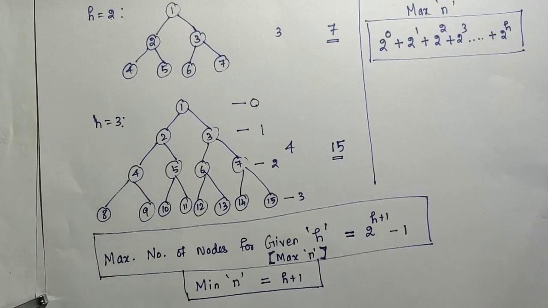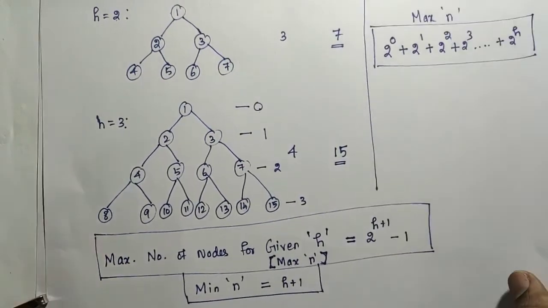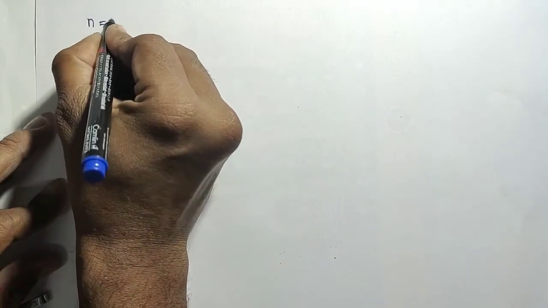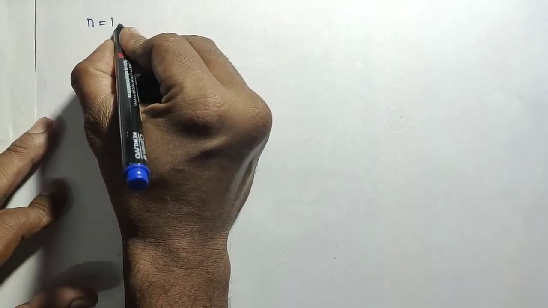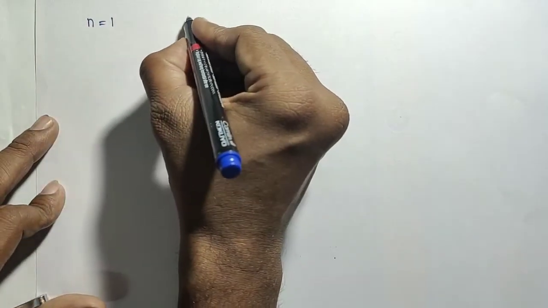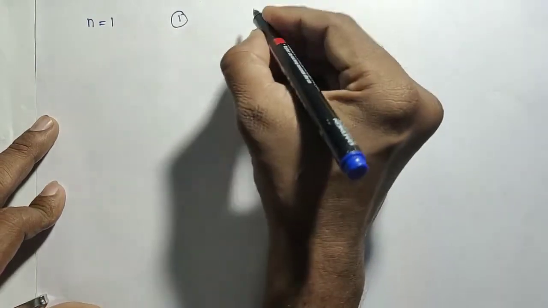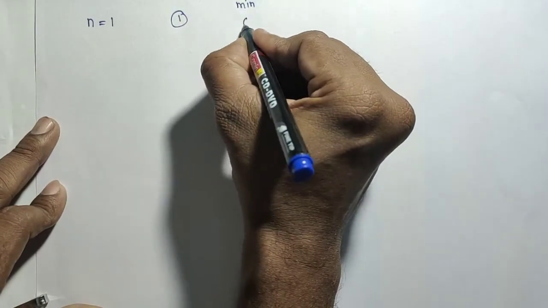Okay, the number of nodes is this. What is the minimum height I require and what is the maximum height I require to construct the binary tree? Suppose n equals 1. The number of nodes is 1. If I want to add that node, I need minimum height 0. So the minimum height I require is 0.